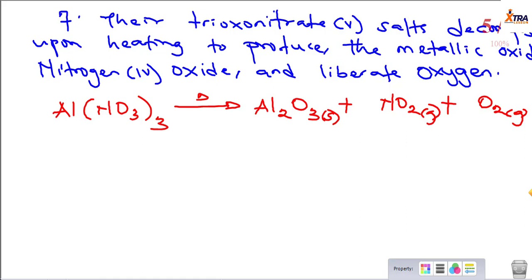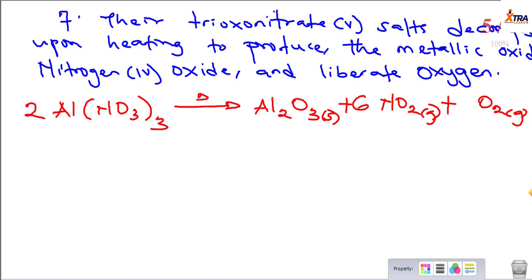So how do we balance this? We have 2 atoms of aluminium on the product side, so we need to introduce 2 here, giving us a total of 6 nitrogen atoms and a total of 18 oxygen atoms. So here we have 12 plus 3, right, 15. 15 plus 2 is 17. So oxygen is not balanced. And how do we balance oxygen? We need 3 more oxygen atoms.